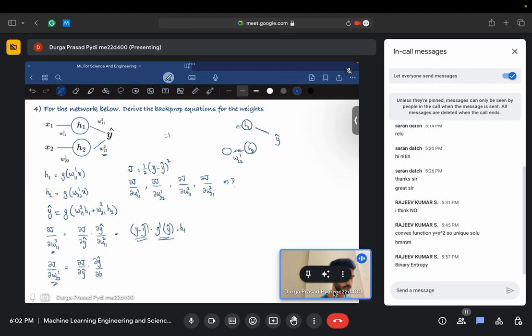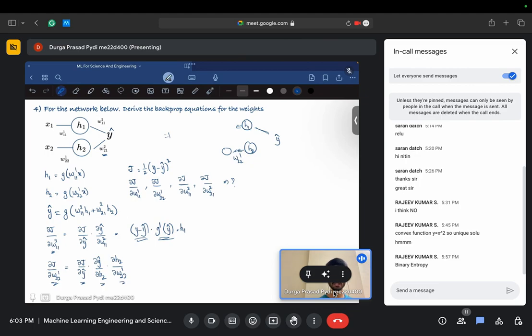So I'll write del h2. So you have reached this node. From here you have reached the h2, and from h2 how will you relate to this? So now you have these three. You start from the y hat node, you go to the h2 node, and finally reach the point that you want.